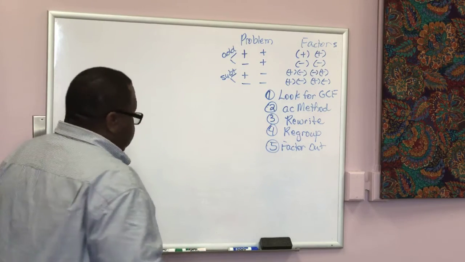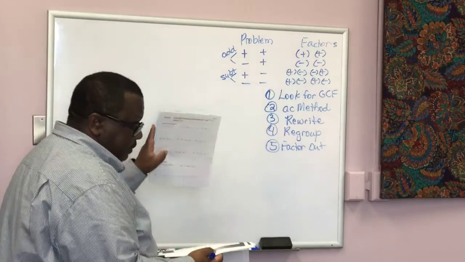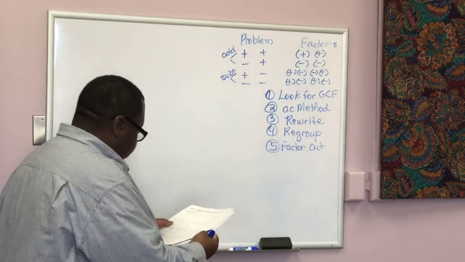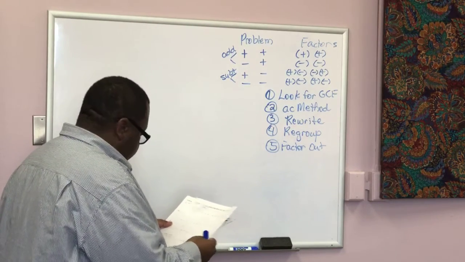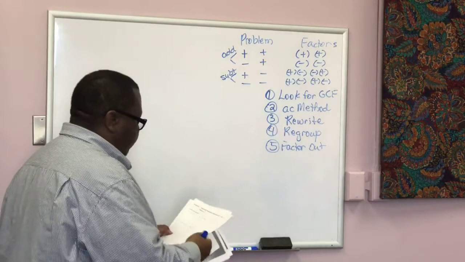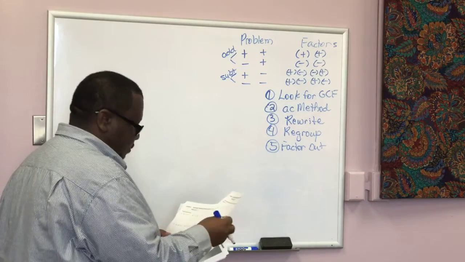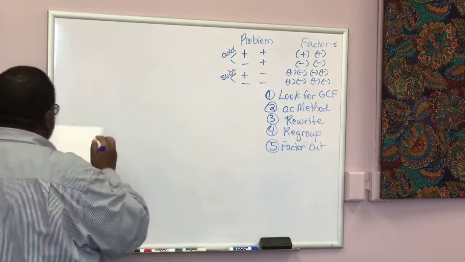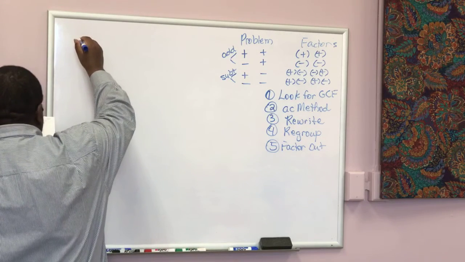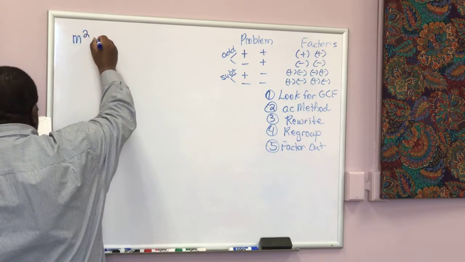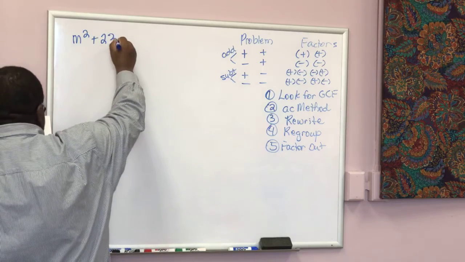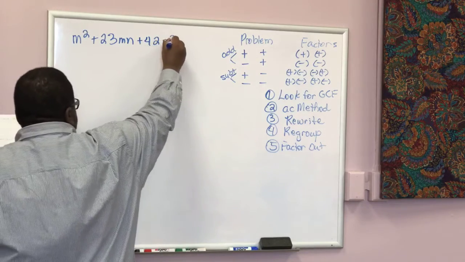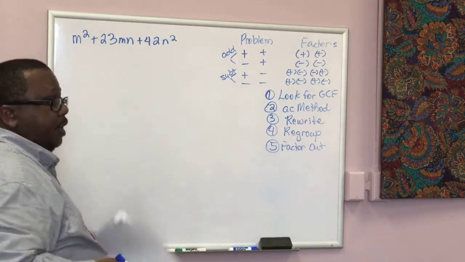All right? So let's look at some problems. I'm going to look at some problems first for the fellas over there, and then we'll go to some of the problems on the review sheet. All right? So let's look at this problem that I found first. m to the second power plus 23mn plus 42n squared. All right, let's look at that first.